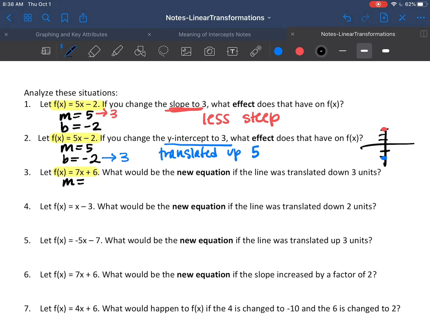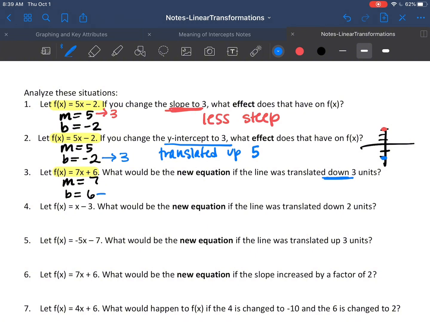All right, number 3, we're starting with a different function where the slope is 7 and the y-intercept is 6. What would be the new equation if it was translated down 3? Well, if we're moving it down 3, that is not going to affect your slope. Slope is steepness. The y-intercept is what changes when you move it down 3.